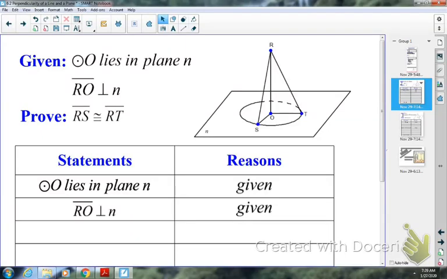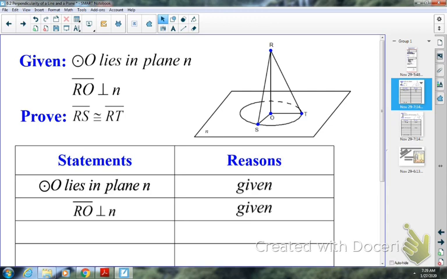Okay, so on to my first proof example here. In this picture, we know that circle O lies in plane N. So again, we have the circle in the plane, and that segment RO is perpendicular to plane N. So again, if a segment or a line is perpendicular to a plane, then it's perpendicular to every line in the plane that passes through the foot. So I want to prove that segment RS is congruent to segment RT.